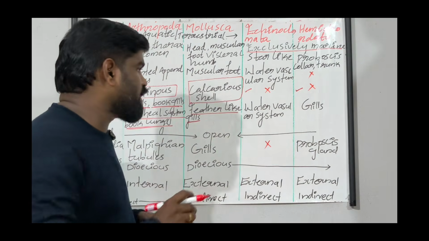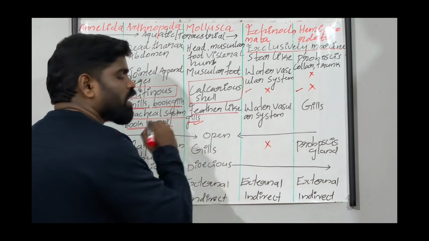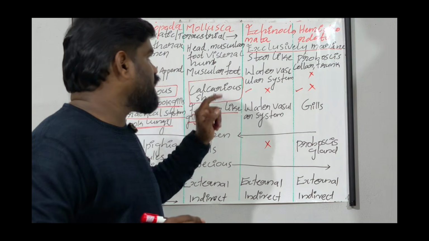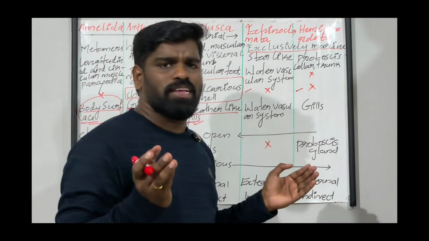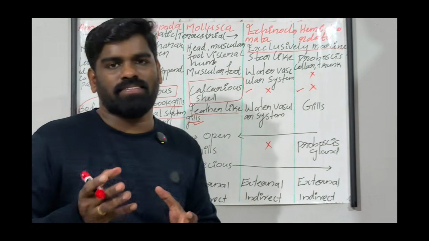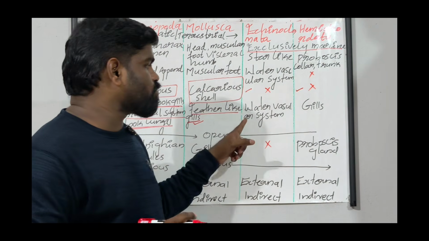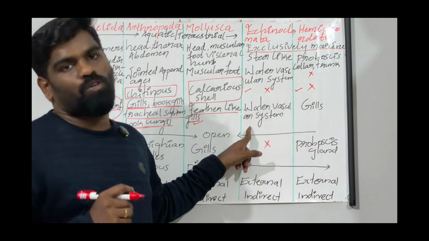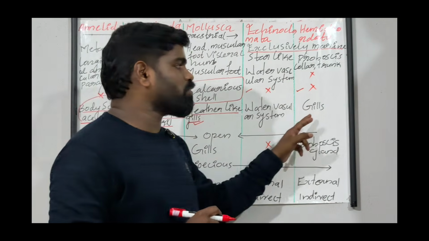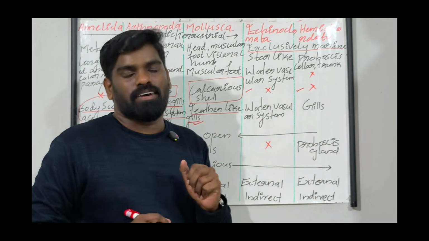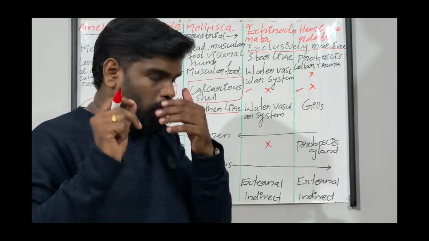So in the mantle cavity, we can see feather-like gills as the respiratory structure. In case of Echinodermata, there is no specialized respiratory structure. They are getting oxygen through the water vascular system. And in case of Hemichordata, they have gills as their respiratory structure. Okay, so keep this in your mind.